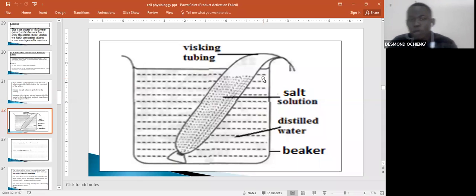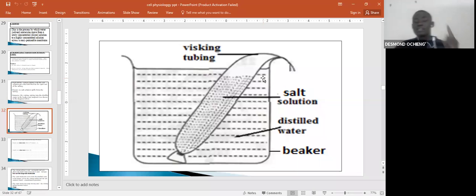Number one, we expect to see the level of the salt solution in the visking tubing increase, or the visking tubing will tend to swell or increase in size. More of the water will be getting into the visking tubing from the beaker. And that would mean that the level of water in the beaker will reduce. So those are two observations. One, the level of the salt solution will increase, and therefore the visking tubing will swell, or enlarge. Number two, the level of water in the beaker will decrease.